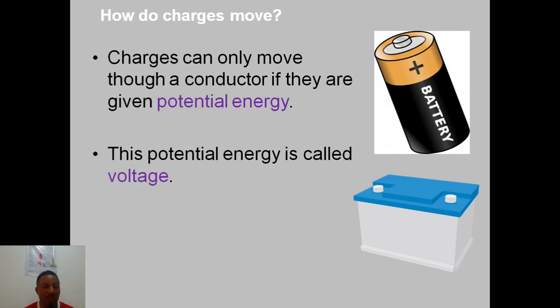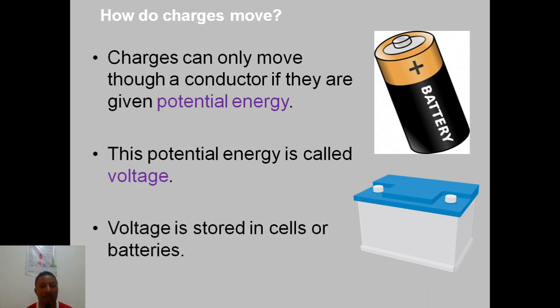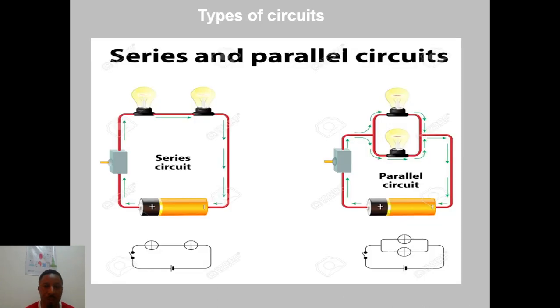This potential energy is actually called the voltage. And the voltage is stored in cells or batteries. That means without the battery or without the cell, there will be no energy or voltage, as the case may be. The types of circuits.